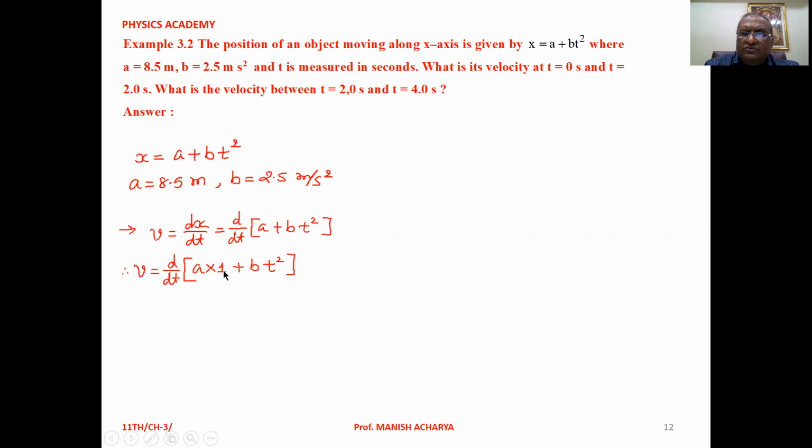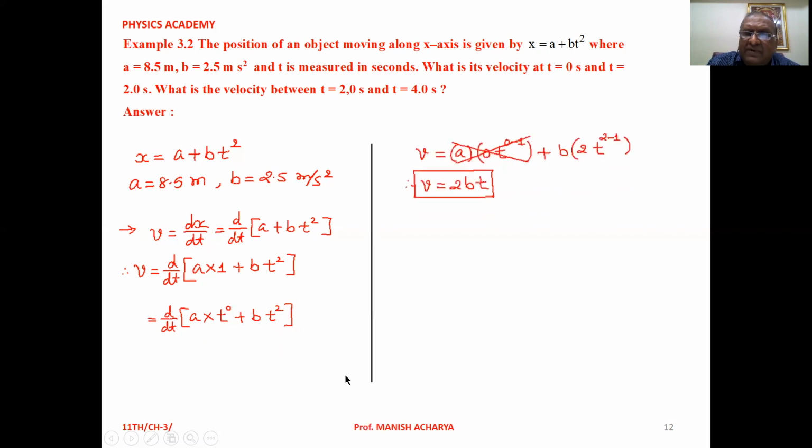So how it comes to 0, let's discuss once, and later on every time this type of independent constant appears, we will substitute its differentiation, that is 0. See, this a you can write as a into 1, simple thing. So now your equation is v equal to d by dt of a into 1 plus bt square. But 1 you can write as t raised to 0, because anything raised to 0 is 1. So now your equation turns to d by dt of a into t raised to 0 plus bt square.